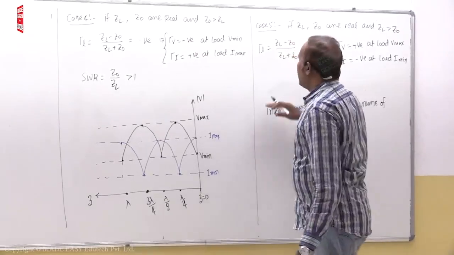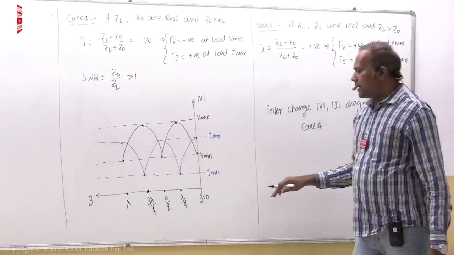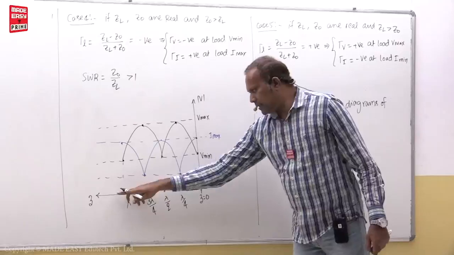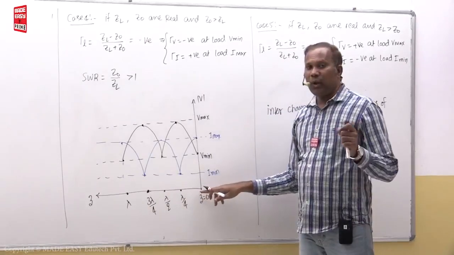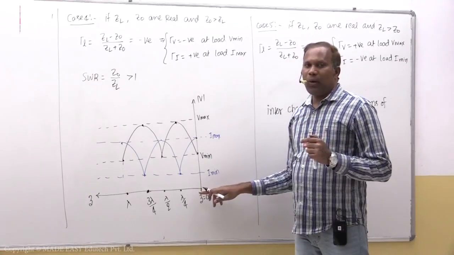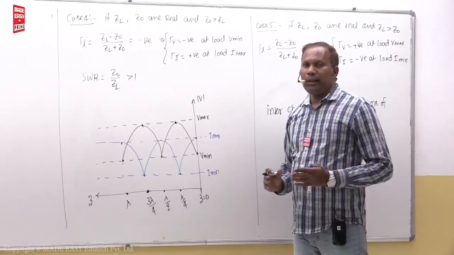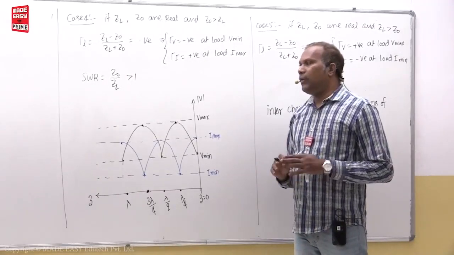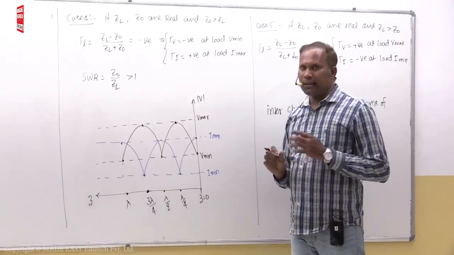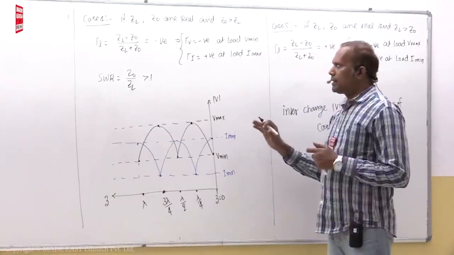Okay, and similarly here what you have to understand is if this line and this line are not touching this line, that means their values are not 0. In that case, for SWR, that means I minimum and V minimum are not 0. Then in the SWR denominator you will not get 0. That means SWR you will never get infinity in this case. That means here partial standing wave and partial transmitting wave is there in this case.